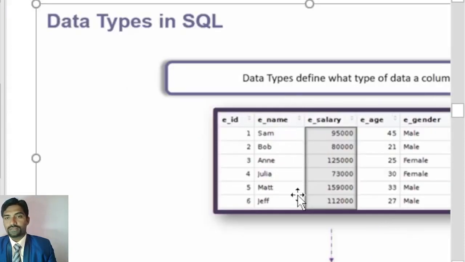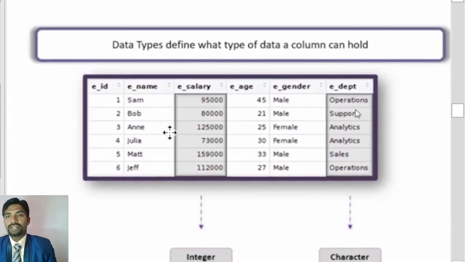Data types in SQL. Usually data types are very important. Why do we need data types? Data types define what type of data a column, a field, can hold. That means numerical data or character data, otherwise the date format, where you should give the specified format.